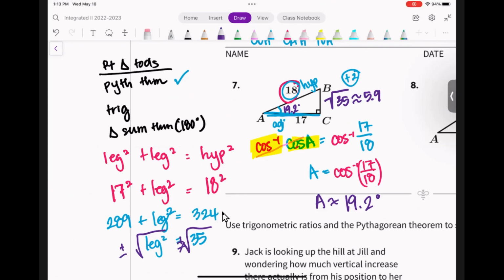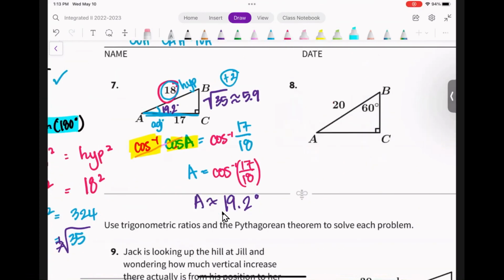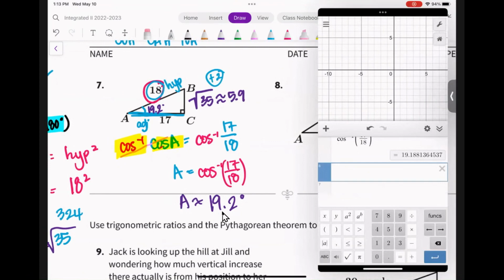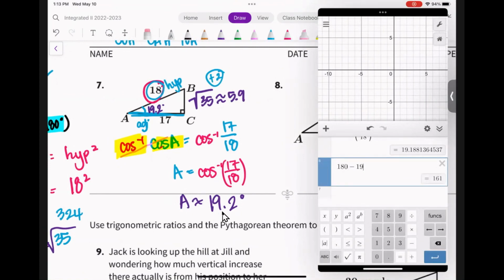Yeah, you could do opposite. You could use sine, cosine, and tangent, or you can use the triangle sum theorem, which goes like this. I'm going to take 180 and subtract off 19.2 and the 90-degree angle, and whatever I'm left with, that's B. So 70.8 degrees.